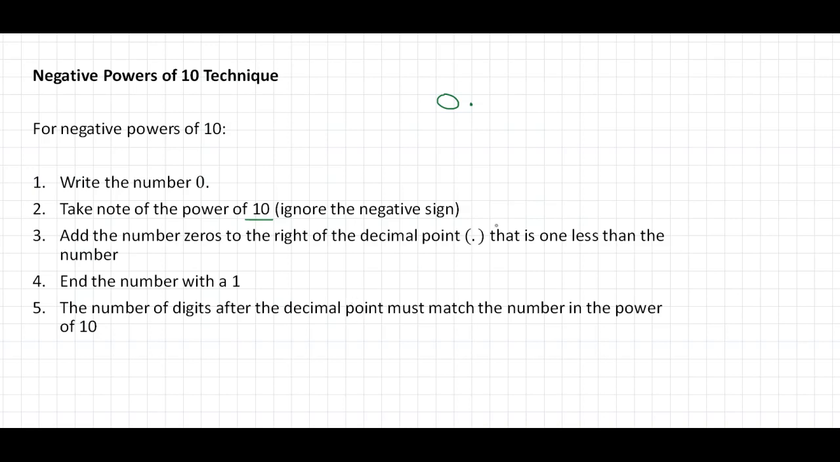The number of digits after the decimal point must match the number in the power of 10. Another way you can look at this is, we're going to write a 0 point, and then we just put a 1 somewhere. The number of digits after the decimal point must be the same as the number in the exponent, ignoring the negative sign. So I'm going to show you how to apply this technique to several examples.